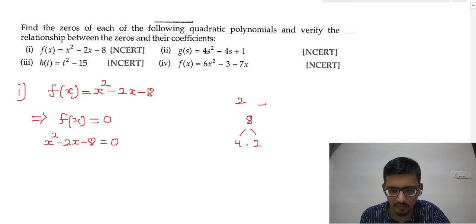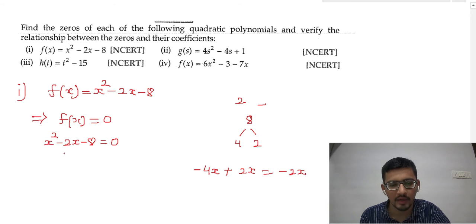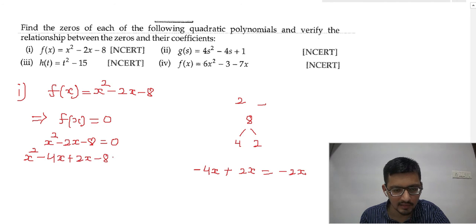The middle term variable is x, so these will be followed by x: one factor is 4x, and the other factor is 2x. What we need here is minus 2x. Of course, if I need minus 2x, I will put 4 negative and 2 positive, then minus 4x plus 2x gives minus 2x. So here I can write x square minus 4x plus 2x minus 8 equal to 0.